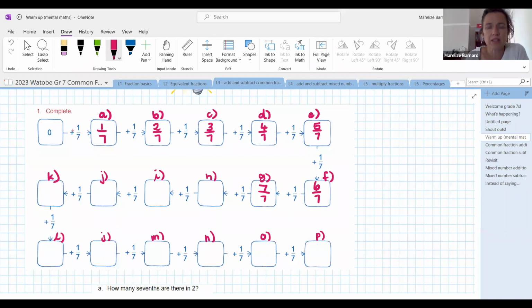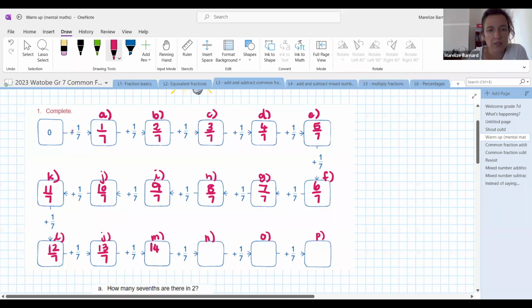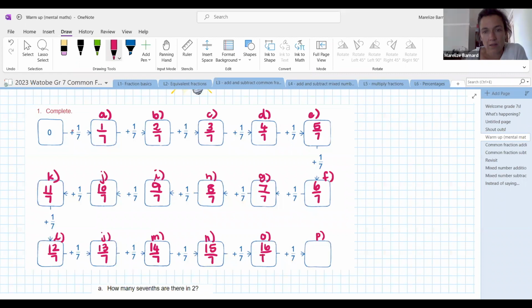I'm going to keep it simple and just stick to improper fractions. So that's 8/7, and we add another one, that's 9/7, and then we have 10/7, 11/7, and then we add another one, that's 12/7, 13/7, 14/7, or 2. If you wrote 2, that's fine as well. 15/7, 16/7, and 17/7. So if you did mixed fractions, that's fine.